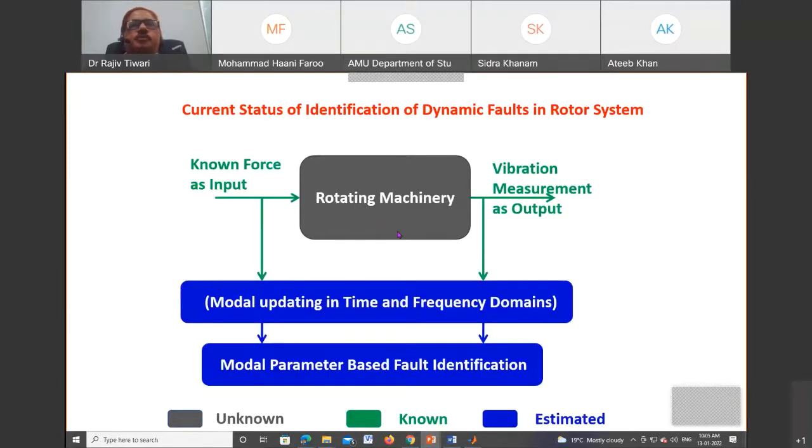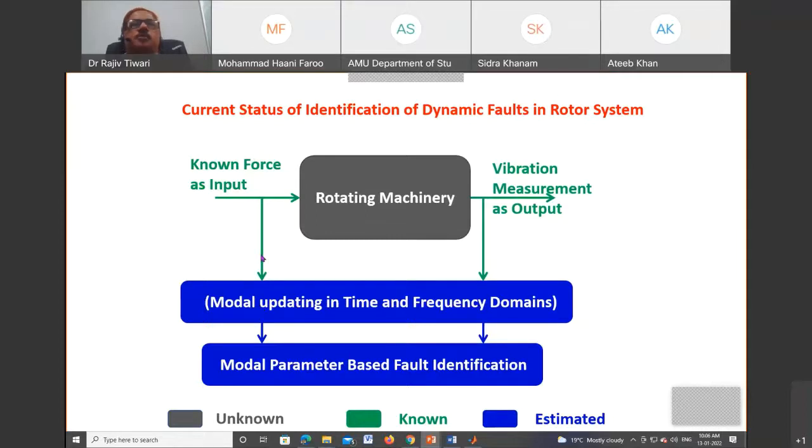And then comes another stage in which we apply some known force to the system. Often it is done in the industry through some exciter. We excite the system and we measure the response, and based on the input and output information we try to find out a model of the system. Model means we try to find out what is the natural frequency of the system, what is the damping in the system for different modes, even the mode shapes. All those things are called model.